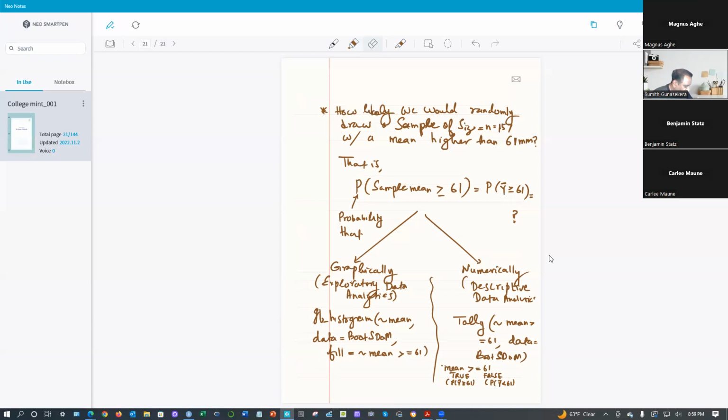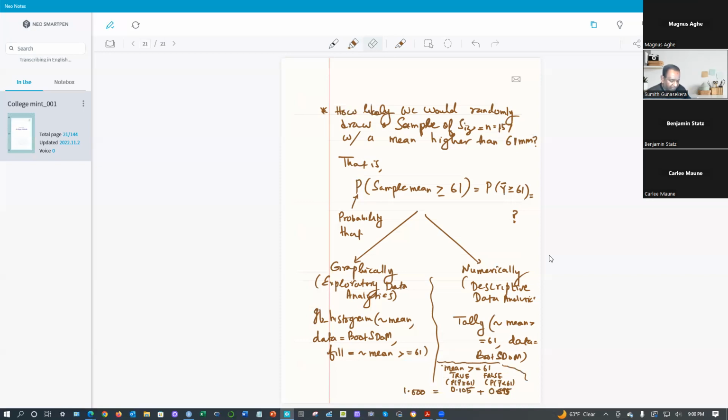False gives 0.105, the other one 0.895. If you add these two, they add to 1. The total probability is 1. So this is the result displayed. That means the true part, the greater than part, is 0.105.